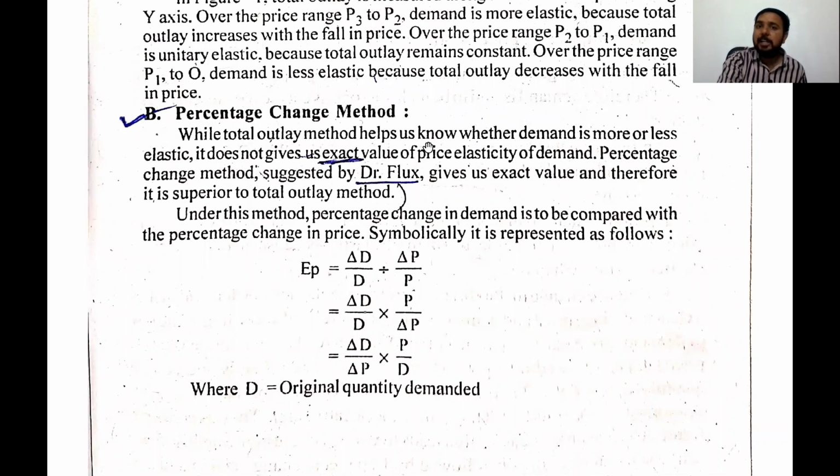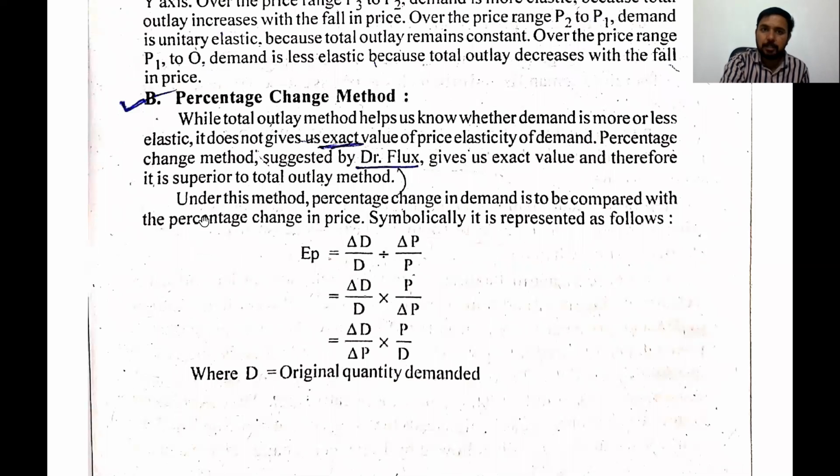While the total outlay method helps us to know whether demand is more or less elastic, it does not give us the exact value of price elasticity of demand. The percentage change method was suggested by Dr. Flux. So guys, you need to note down this point: who suggested the percentage change method. We can clearly write in the exam that Dr. Flux suggested the percentage change method, and this method gives us the exact value, and therefore it is superior to the total outlay method. It is widely used to measure price elasticity of demand.